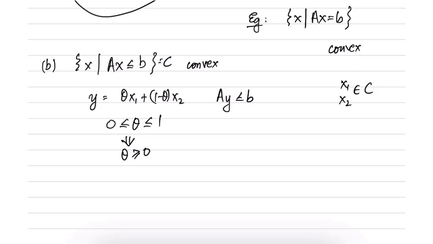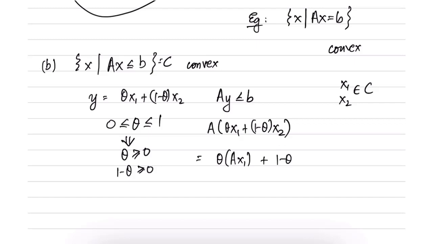This is literally written here. And 1 minus theta is greater than or equal to 0. This means that when you multiply A with theta x1 plus 1 minus theta x2, you get theta times A x1 plus 1 minus theta times A x2.